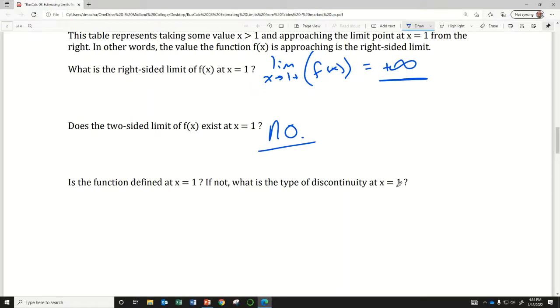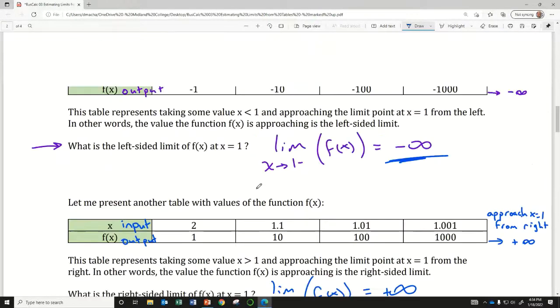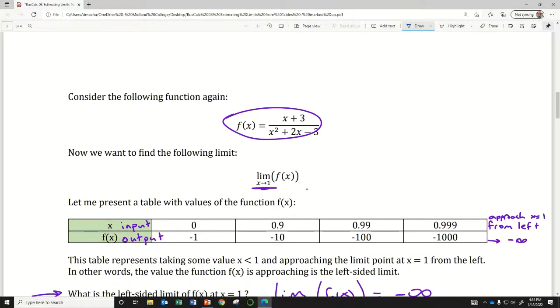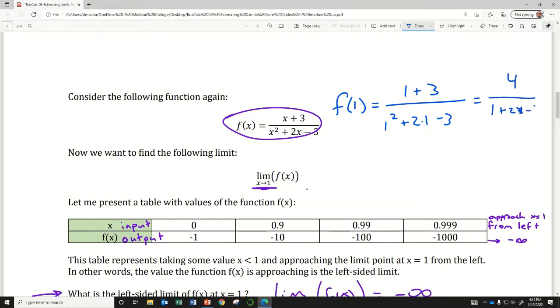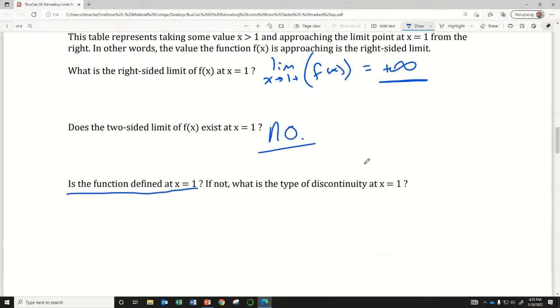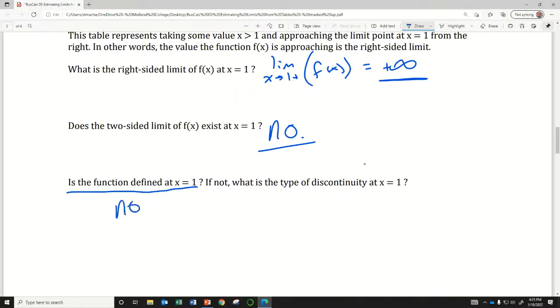Is the function defined at x equals 1? Well, we can try it. We just have to plug in x equals 1 and see what we get. And so taking this function at x equals 1, I get 1 plus 3 in the numerator. That looks good so far. And then the denominator, we have 1 squared plus 2 times 1 minus 3. So in the numerator, 4 over 1 plus 2 minus 3 is 4 over 0. And so the answer is no, because 4 divided by 0 is not a real number. So our function isn't defined here.